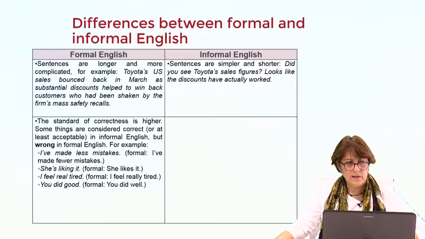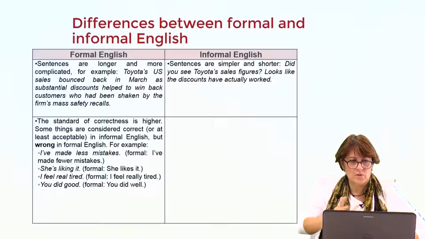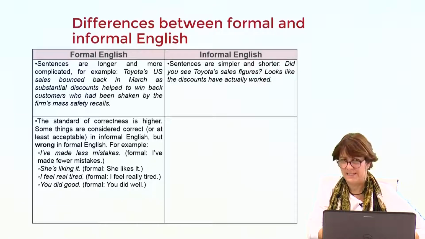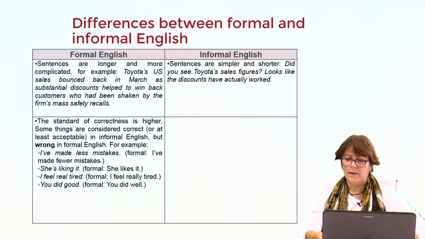Okay, you have a couple of examples here. For example, Toyota's US sales bounced back in March, a substantial discount helped to win back customers who had been shaken by the firm's mass safety recalls. So probably when you read this, you say, but do they intend me to write like that? No, of course we don't. We don't want you to write like that because this is too technical, this is too formal, but don't write in a very colloquial way.